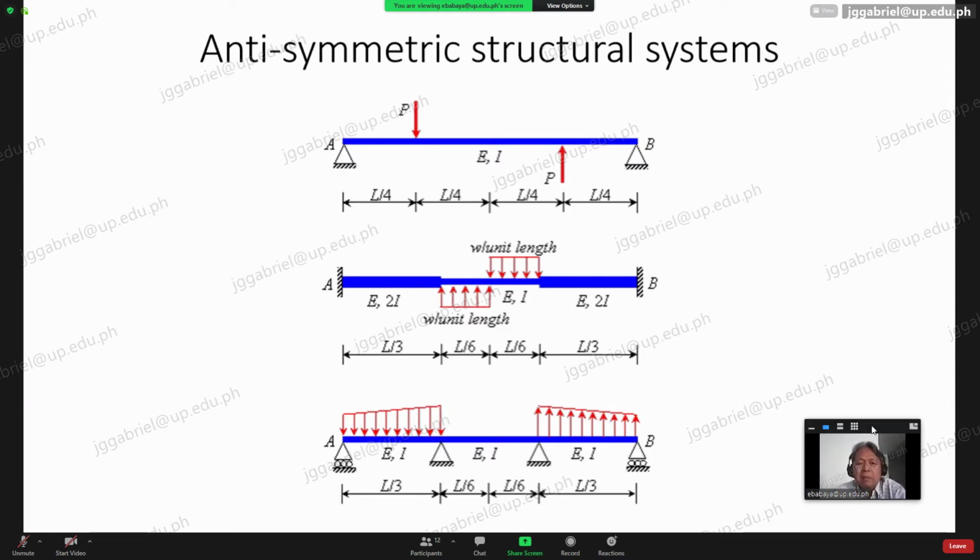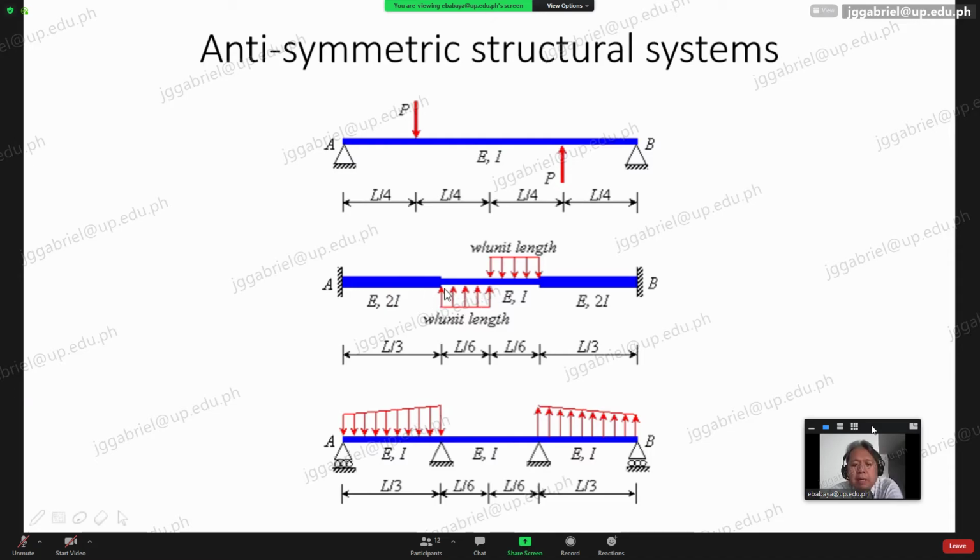We call it anti-symmetric. They are acting at a point na symmetric but in opposite direction. Okay, so you call this, or you identify this as anti-symmetric. Okay, for this one also, the supports are symmetric. The E and the I's are symmetric, but the loadings are not. But we say they are anti-symmetric.